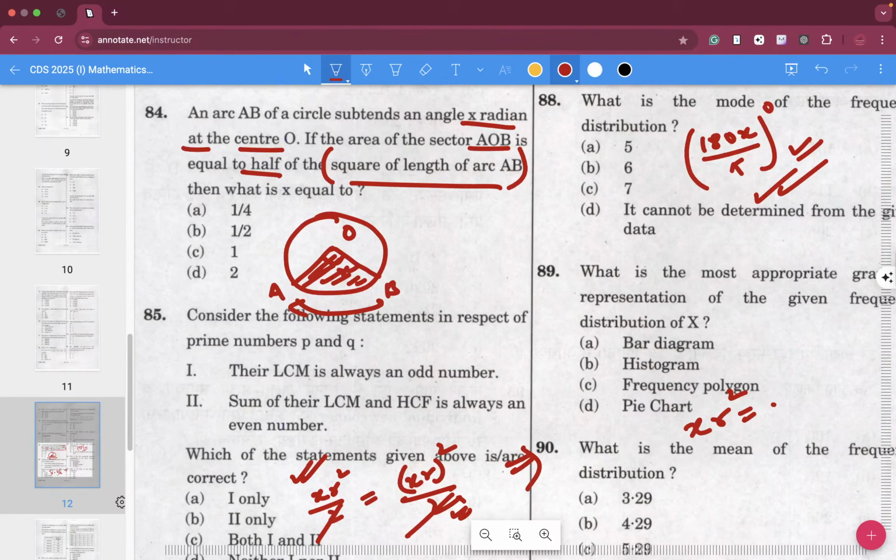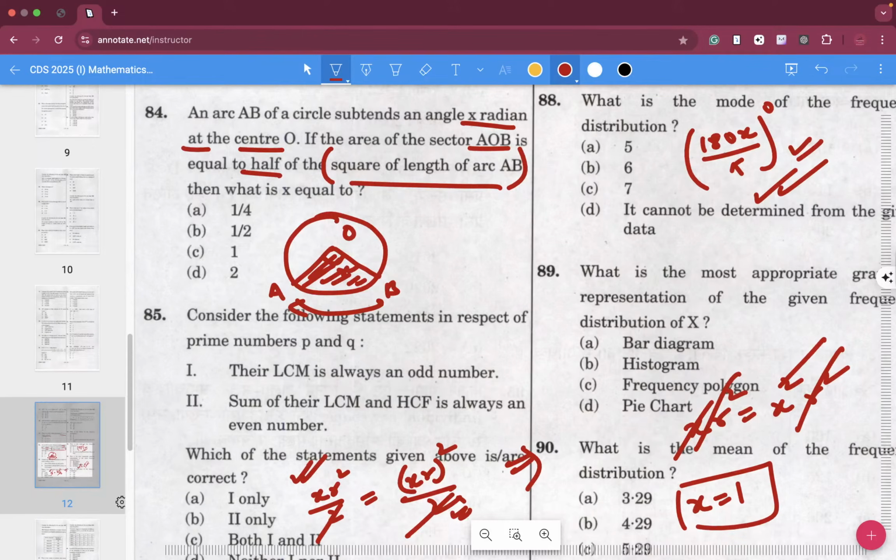What do we get if we do some simple calculation? x r square is equal to x square and r square. R square gone, this x and this x gone. So what is the value of x over here? x is equal to 1. Okay.